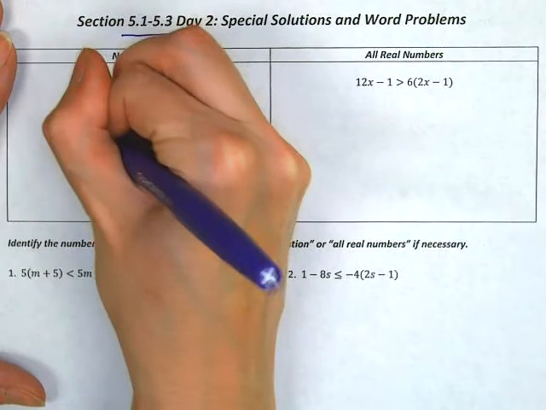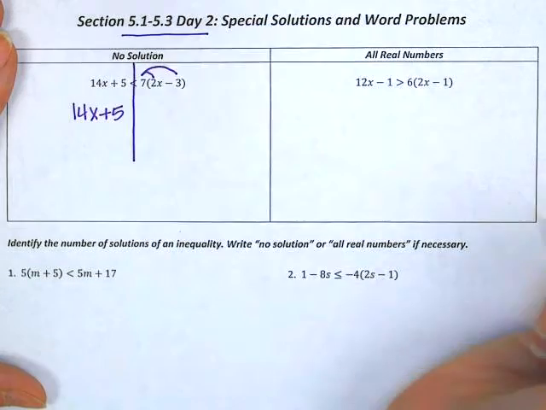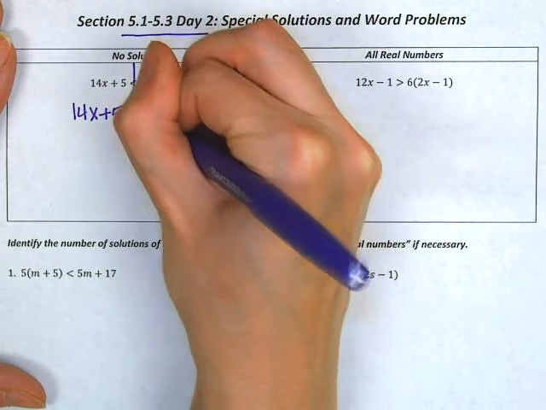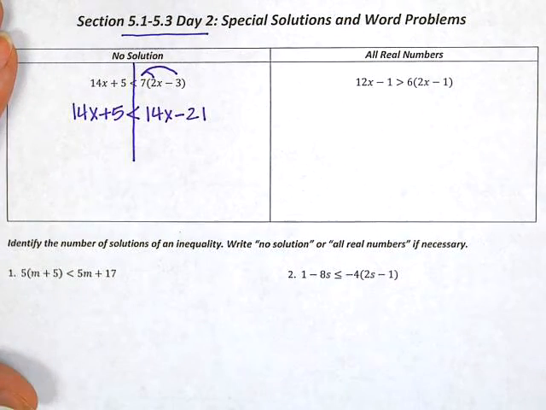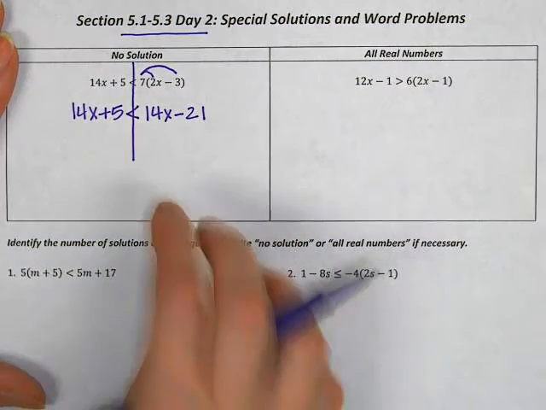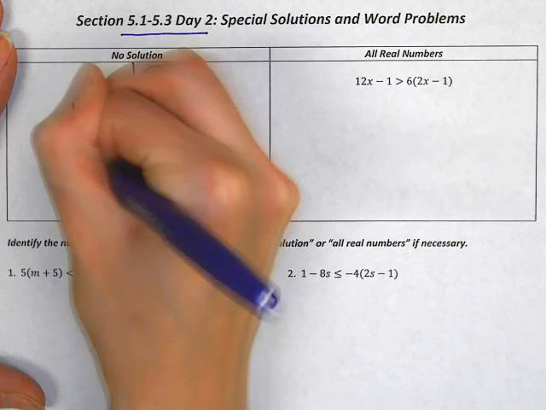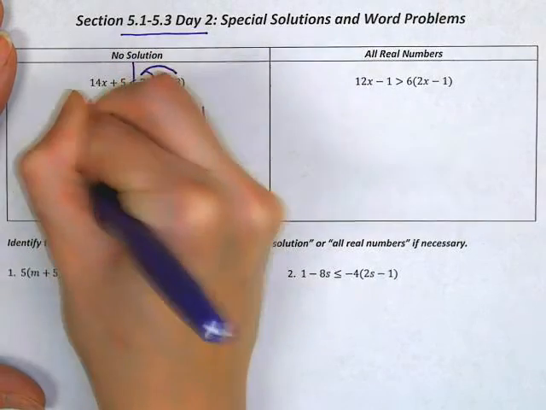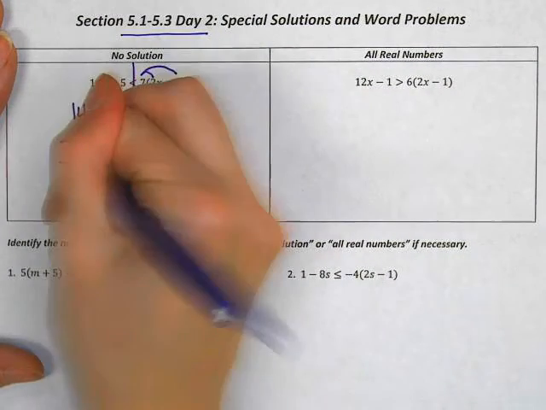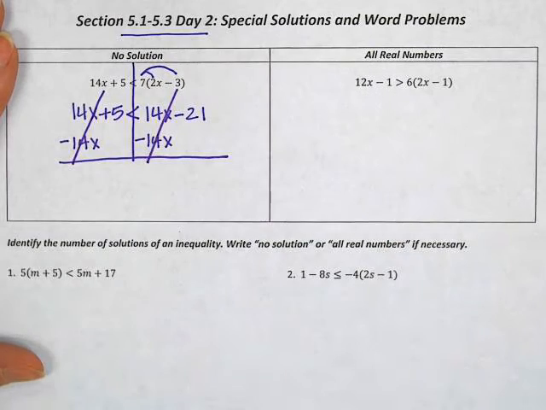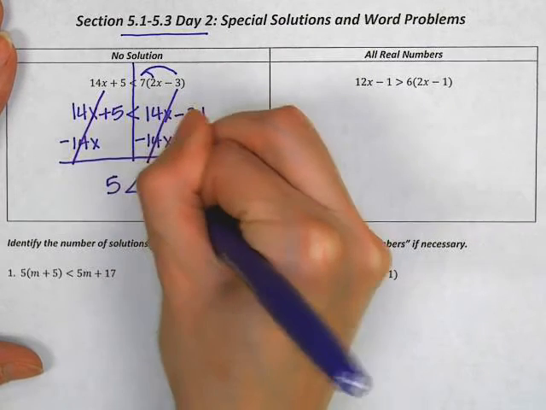So we have 14x plus 5, and then we're going to have to distribute on the right. So that's going to be less than 14x minus 21. If you attempt to solve it, you would get all the x's to one side, so we would subtract 14x, subtract 14x. What happens on this one is kind of weird: they both cancel. Then just drag down what's left. We're left with 5 is less than negative 21.